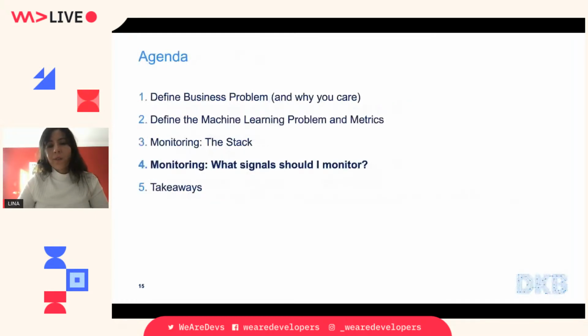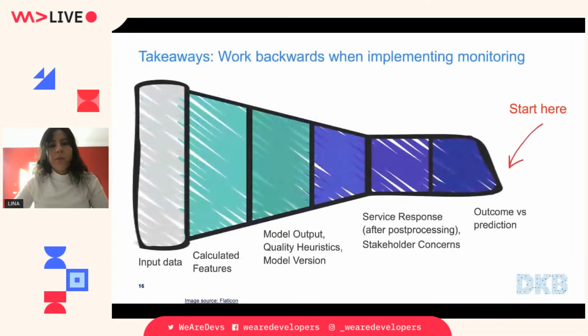Okay, so let's get to the details of what you should actually monitor. Generally, I recommend that you work backwards when implementing monitoring. What does backwards mean? You start with the impact at the very end, what is exposed to the customer. So you can compare, for example, the outcome versus the prediction and calculate some metrics on that. I will go through all of these points in the coming slides.